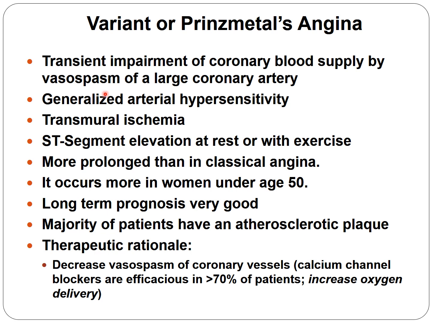When this vasospasm occurs, transmural ischemia develops and ST segment elevation can occur at rest or with exercise. It is more prolonged than the classical angina. It occurs more in women under the age of 50, as I mentioned before. Long-term prognosis is very good. The majority of the patients have an atherosclerotic plaque, however. For the therapy of this variant angina, calcium channel blockers can be effective in more than 70% of the patients, as they reduce the vasospasm and increase the oxygen delivery to the tissues.